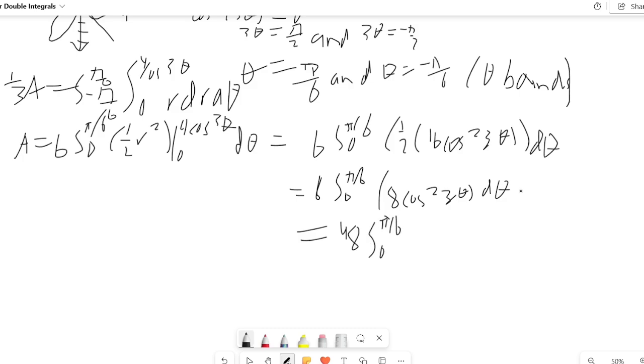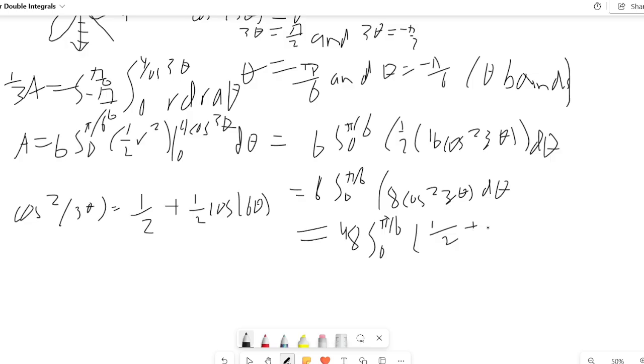So let's simplify cosine squared so it's easier to work with. So cosine squared 3 theta. We can use the power reduction formula here. So the power reduction formula says the square of cosine is 1/2 plus 1/2 cosine of 2 times theta. In this case, it's 3 theta, so 2 times 3 theta would be 6 theta. And we can plug this in here. And this is a review of the integration techniques from BC.